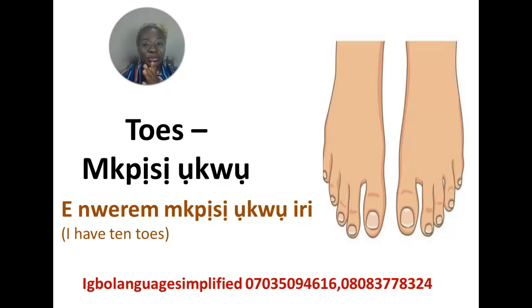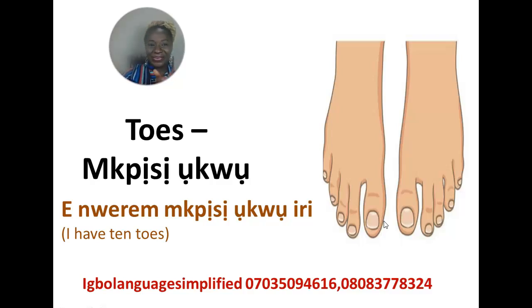Toes. Show me your toes. Aha! Can you see this man's toes? They're up to 10. And then he says, I have 10 toes. Toes in Igbo is mkpịsị. Does it sound familiar? Remember, fingers. When we learned fingers, it was mkpịsị aka. Now this is toes. Mkpịsị, similar, right? Good.